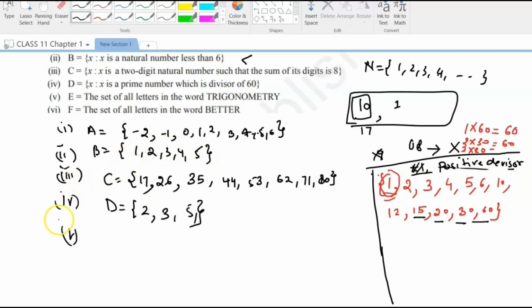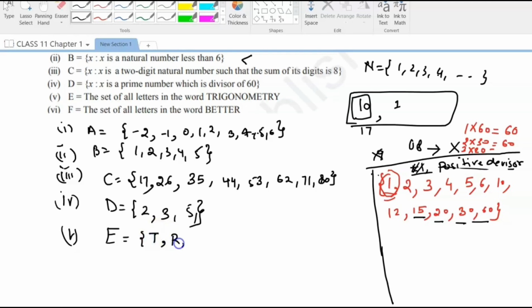Okay. Now let's see the set E. What is the set E? The set E is the set of all letters in the word trigonometry. Okay, so this is a simple question. We simply need to write E is equal to the letters in the word trigonometry. Again, you need to remember that the set should be well defined and all the elements should be distinct.